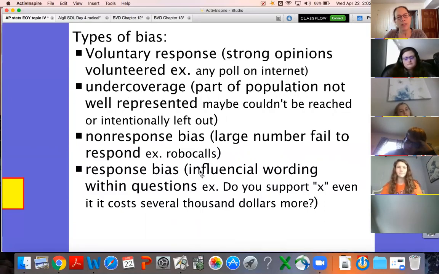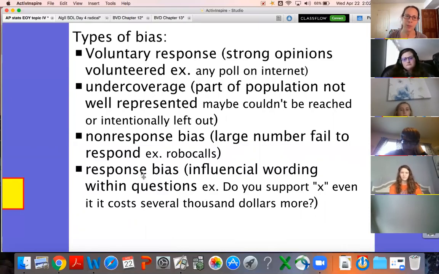And response bias is when you have influential wording or undue intimidation. Influential wording would be, do you support this even though it may cost several $1,000s more? They're kind of telling you, hey, this is a bad idea within the body of the question. Or if a police officer said to you, son, are you high? Then that would be response bias too, because how many people are going to say, why, yes, officer, I am.